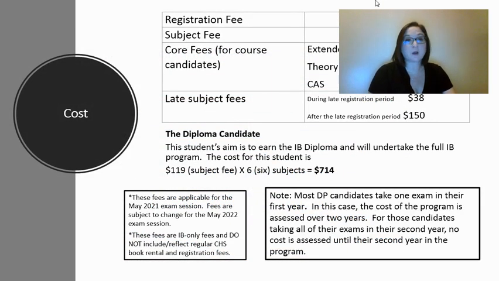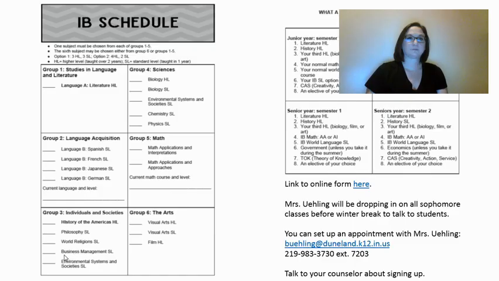Now I'd like to move on to the cost of the IB program. So each class costs $119 to take.